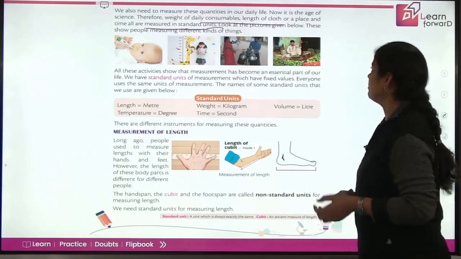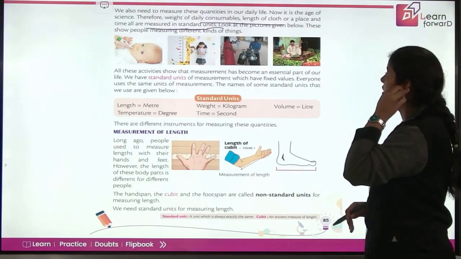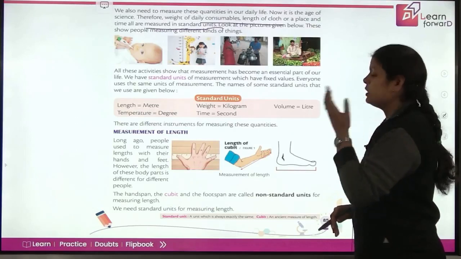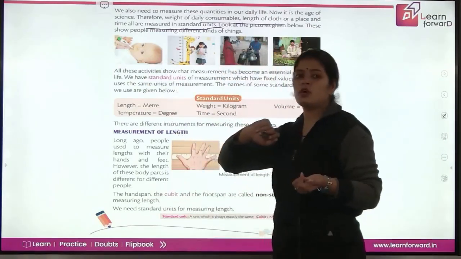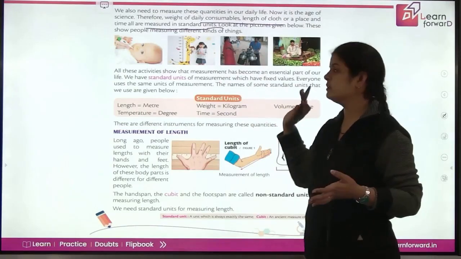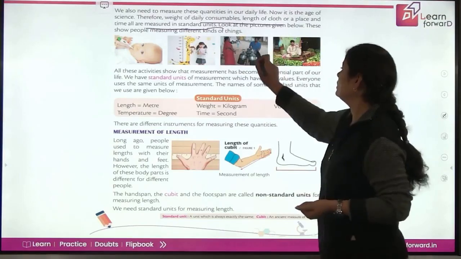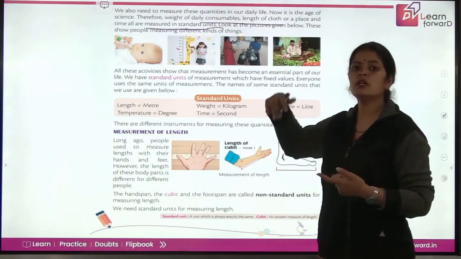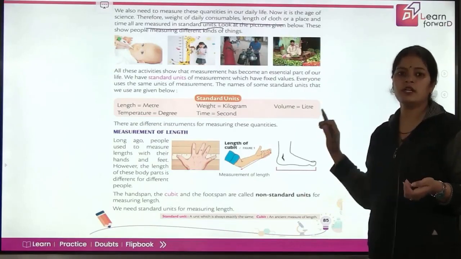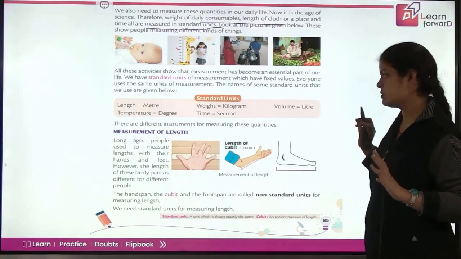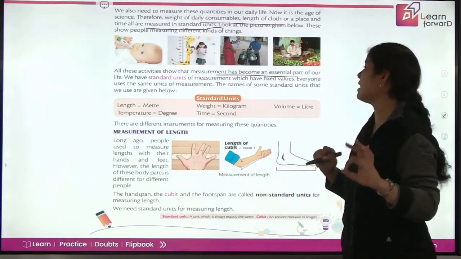Look at the pictures given below. These show people measuring different kinds of things. So here this mother may be measuring the temperature of her child. This girl is measuring her height. This man is giving measured milk to the lady, and this vegetable vendor is measuring the vegetables. Okay, all these activities show that measurement has become an essential part of our life.